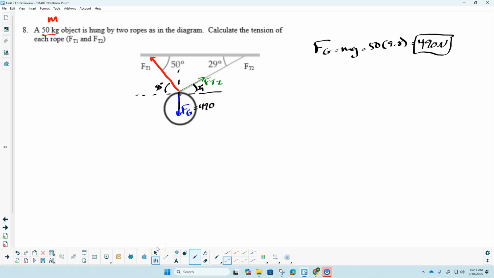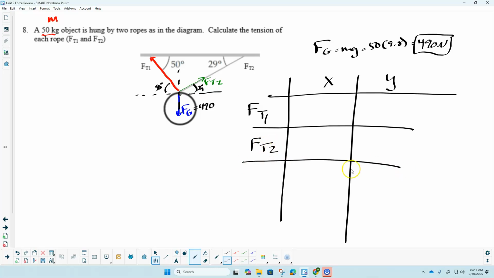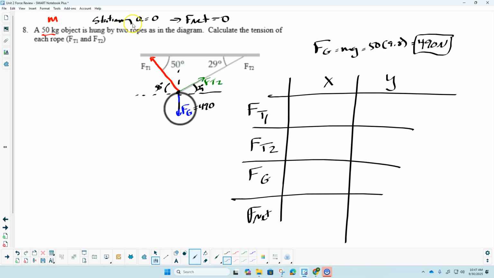All right. I need to set up either force equations or a table. I like the table with this type of problem. So I have the tension in 1, the tension in 2, and gravity. Those are the three forces that I have in my free body diagram. And when I add them up, I get the net force. Now, in this problem, the object's just hanging there. So it's not accelerating. So the acceleration is 0, which means that the net force is 0. So it's a stationary situation. So that means all the forces balance out.